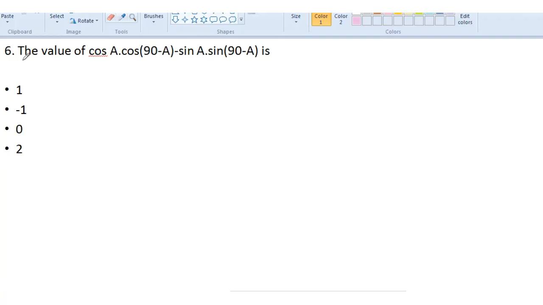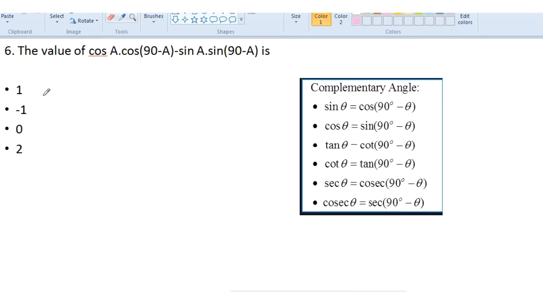Let's discuss the sixth problem. The value of cos A into cos 90 minus A minus sin A into sin 90 minus A is. The four options are 1, minus 1, 0 and 2. To crack this problem, we have to see the complementary angles. Let us see the complementary angle table.